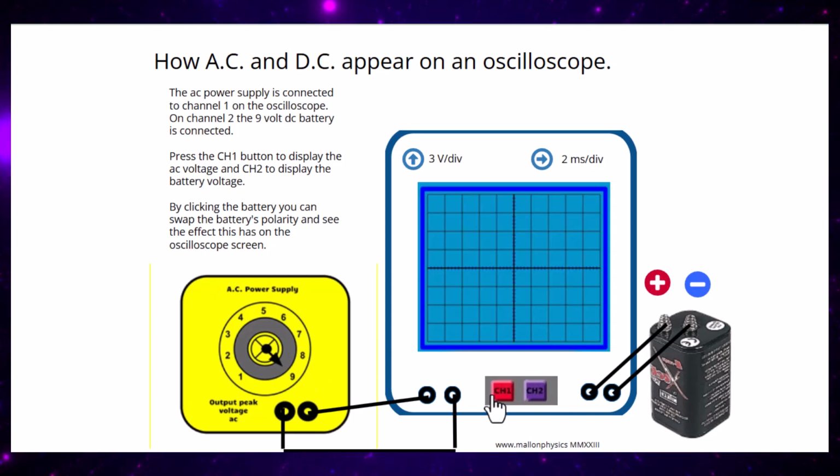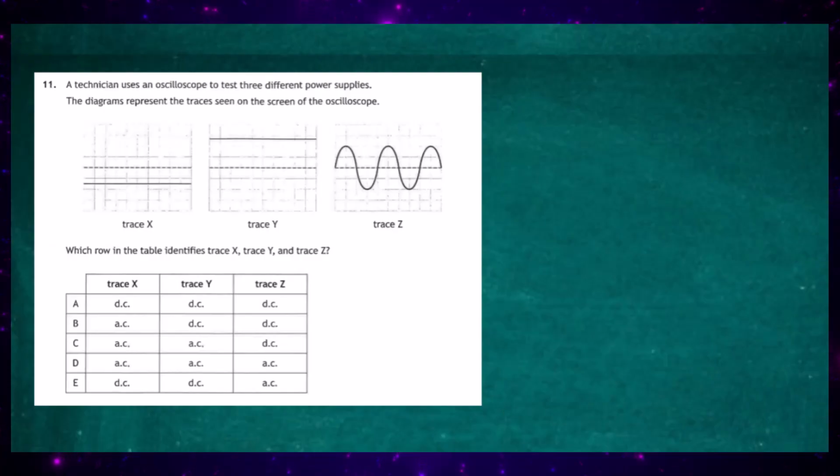AC, on the other hand, is this pattern here. We can see that the current is changing direction. It rises to a maximum and then falls down to 0, then changes in the other direction. So for DC, we're looking for straight lines, and for AC, we're looking for the famous sine curve like that. So let's go back to our paper and decide which one we're going to have. You can see from our diagrams here, that is going to be DC, this is going to be DC, and that's going to be AC. So we're looking for DC, DC and AC, and our response is going to be E.